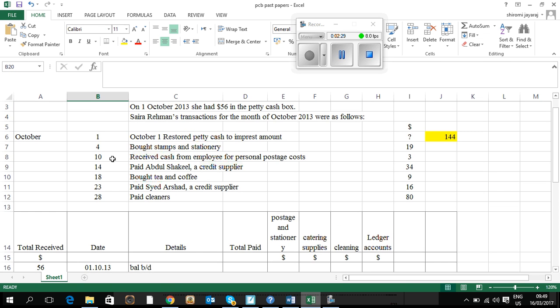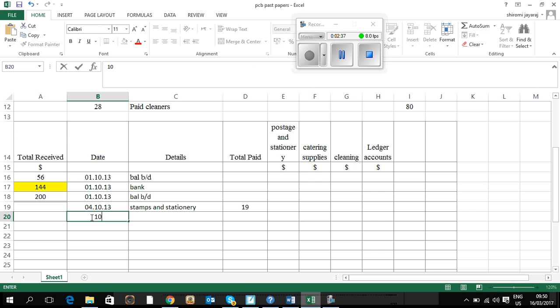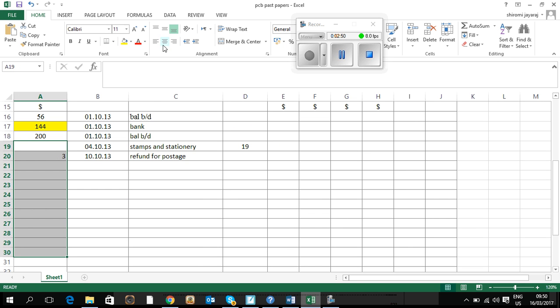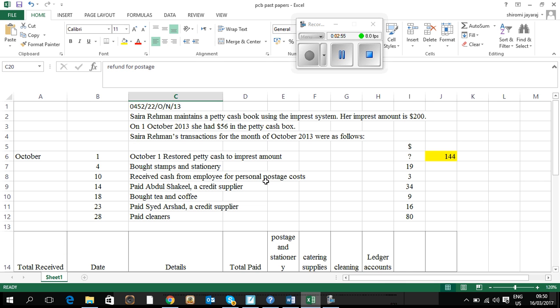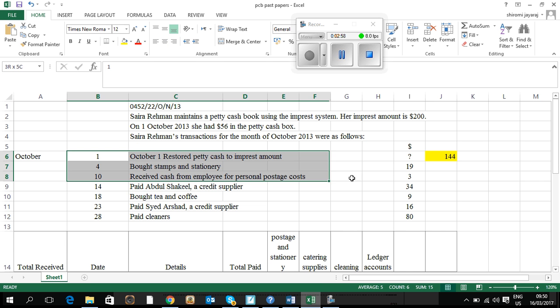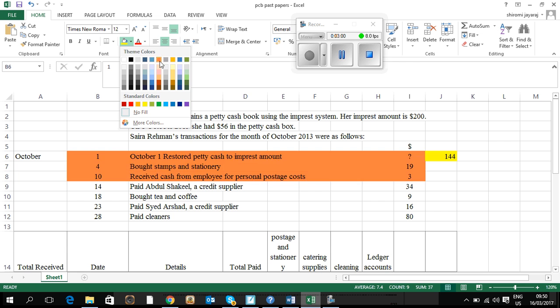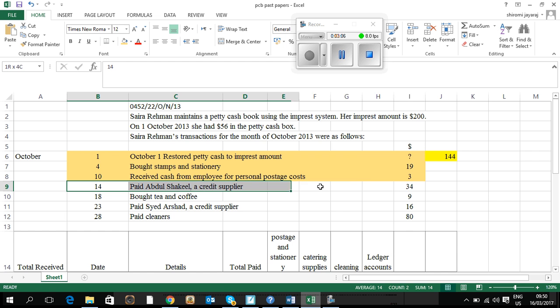And the next information is on 10, received cash from employee for personal postage cost 3. So this is on 10/10/13. Refund for postage. You received, therefore you enter it on the debit side. We have completed these 3 transactions. Now let's move on to the 14.